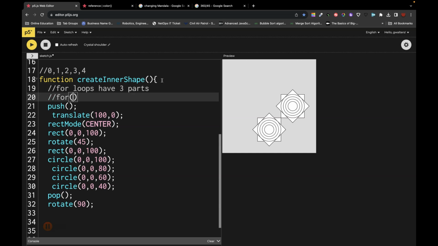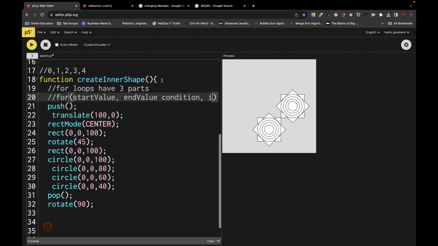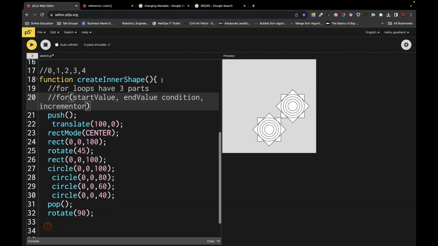They're written like this, for, and then we have a start value, we have an end value condition, and then we have our interval, or how much we're going to increase or decrease. So usually it's an incrementer or a decrementer, and this really depends on if you're going to have your loop increase or decrease in value until you get to this end value condition. Okay, so this is the format.